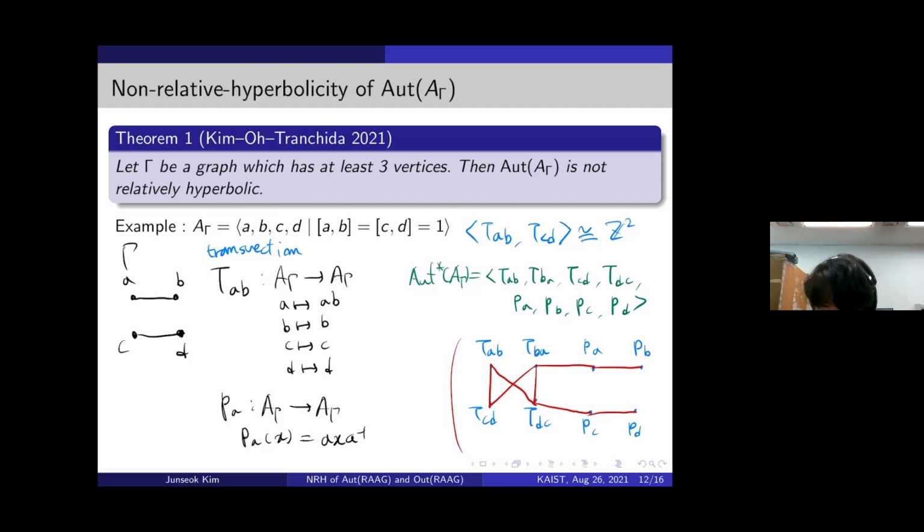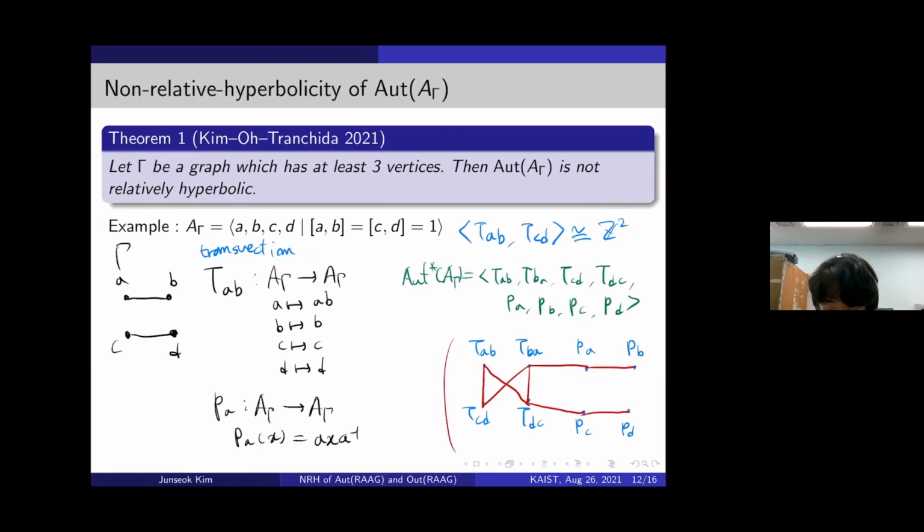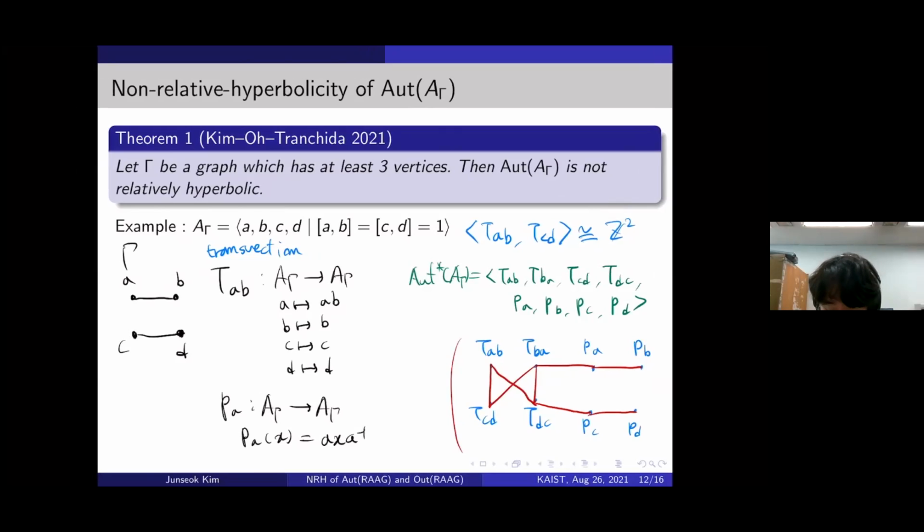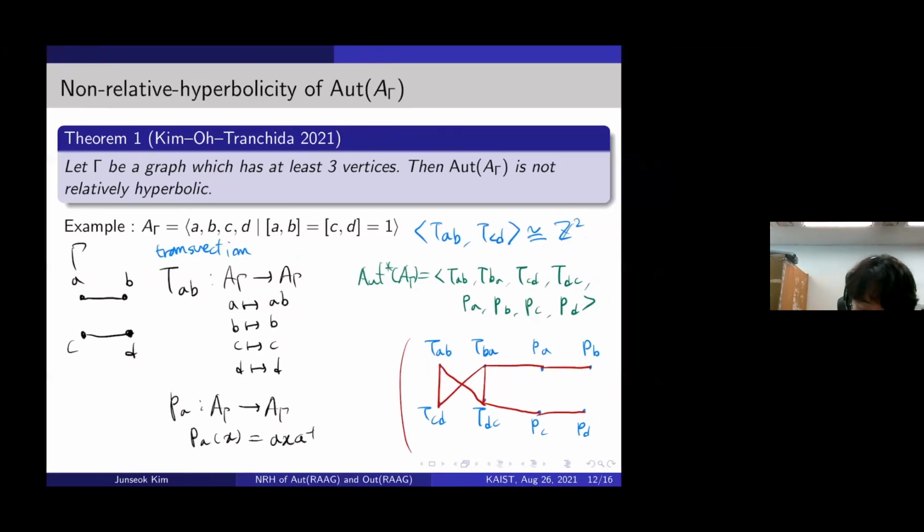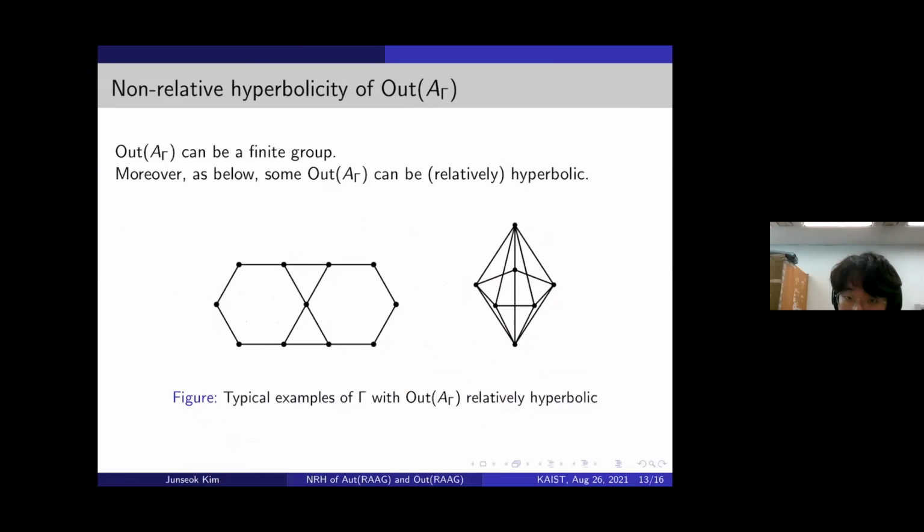Okay, that's the whole picture, a little whole picture of Aut A_Γ. But for Out A_Γ, some can be relatively hyperbolic. Indeed, if the graph is a cycle, like this, with length more than 4, then Out A_Γ can be a finite group.